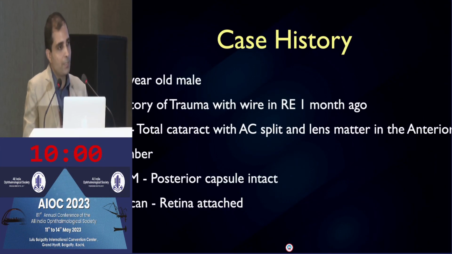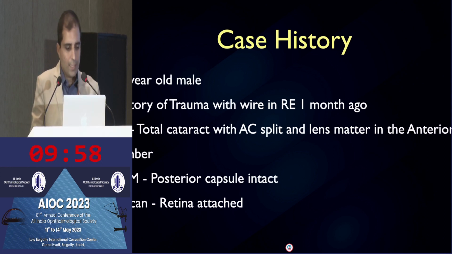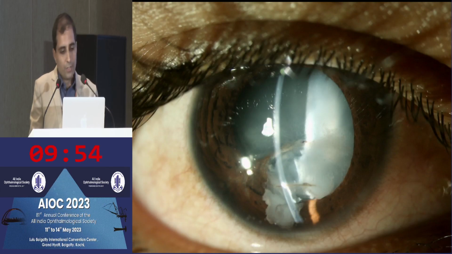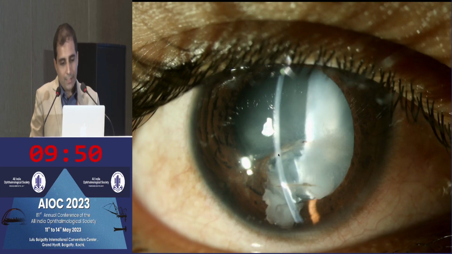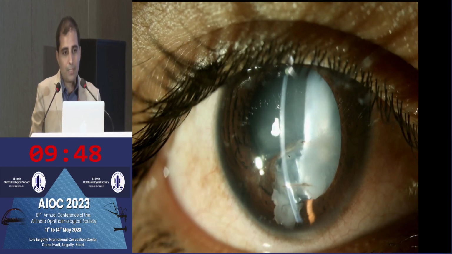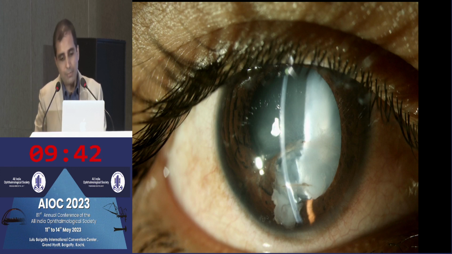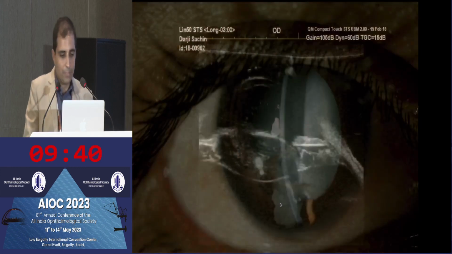Most of these patients are typically young in age, like this one, a 17-year-old male with a history of a wire injury one month ago. And as you can see, there is a white cataract, which typically means that there has been some rupture in the anterior capsule, and you can see the entry wound along with synechia to the iris and some lens matter already present in the anterior chamber.